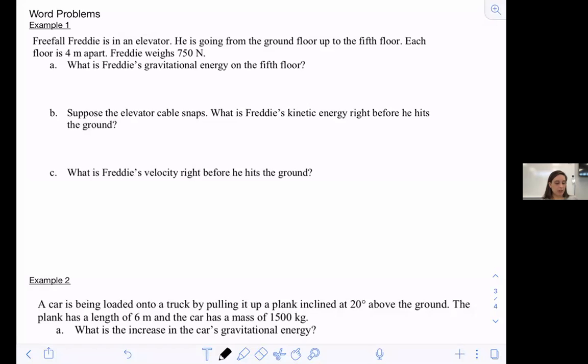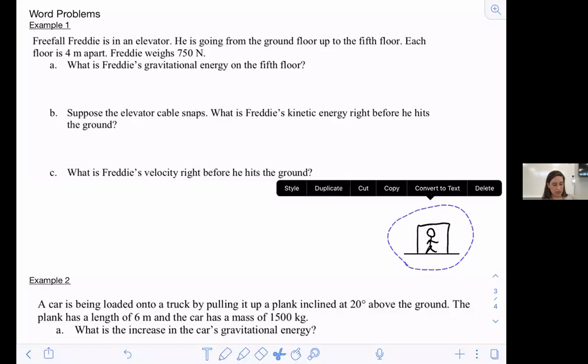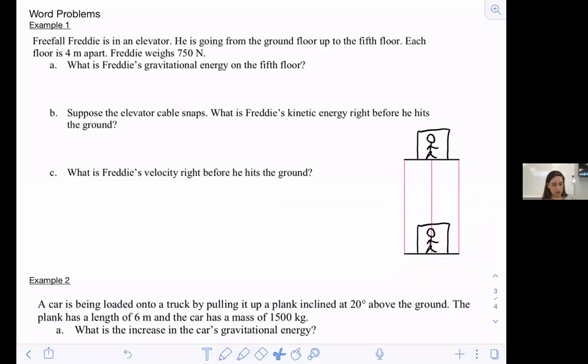Free Fall Freddy is in an elevator. He is going from the ground floor up to the fifth floor. Each floor is 4 meters apart, and Freddy weighs 750 newtons. Okay, so I'm going to draw this scenario really fast, just because it's always easiest to have a visual. So we have Free Fall Freddy here in his elevator, and he is going to go up to the fifth floor. So here he was on the ground floor, and then the fifth floor, but each floor is 4 meters apart. So that tells me that he is now 20 meters up into the air.